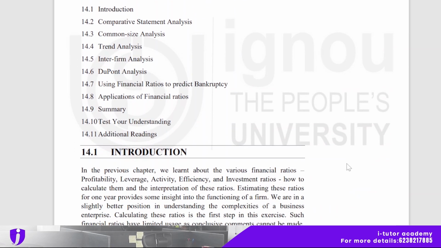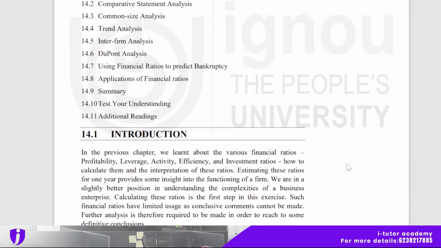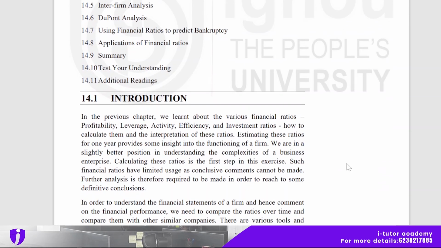And the structure of this unit is: there is an introduction part first, and comparative statement analysis, common size analysis, trend analysis, interfirm analysis, DuPont analysis, using financial ratios to predict bankruptcy, application of financial ratios, summary is there, test your understanding, that means the questions from this unit are there, and additional reading materials also. So let's begin with the introduction part.